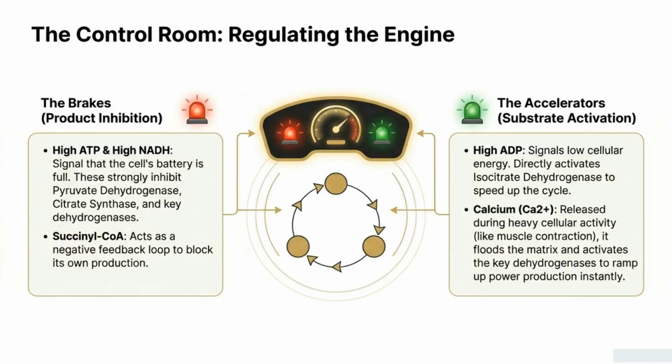Conversely, when energy is low, the accelerators kick in. High levels of ADP directly activate isocitrate dehydrogenase to speed up the cycle. Furthermore, during heavy physical activity like muscle contraction, calcium ions flood into the mitochondrial matrix.